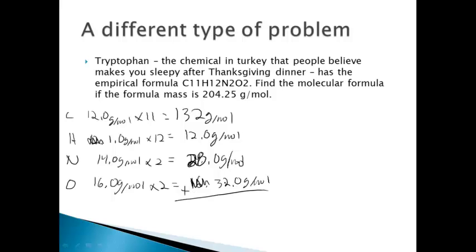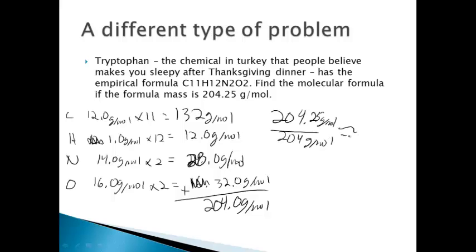Sorry, the video messed up. We're restarting here. So these are my molar masses once I multiplied. When I add these together, I get 204.0 grams per mole. So this is my empirical molar mass. If you remember, we take our molecular mass they give us, 204.25 grams per mole, divided by our empirical molar mass, and it should give us approximately a whole number.